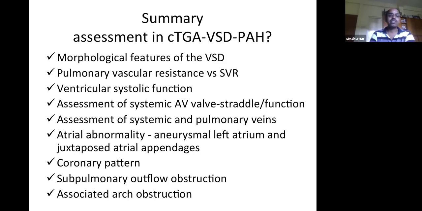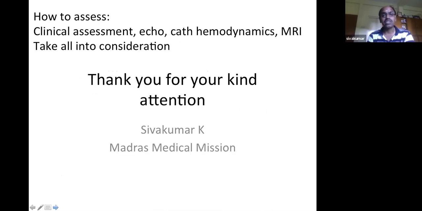We have to understand that ventricular systolic function assessment is going to be far more challenging. Assessment of tricuspid valve, whether it is straddling, how much is its function, the mechanism of the tricuspid valve regurgitation, assessing the systemic and pulmonary veins, assessing the atria, coronary pattern, resectable forms of subpulmonic obstruction, in which you can still perform a double switch operation, and associated arch obstruction. These are the parameters that you need to take into consideration.